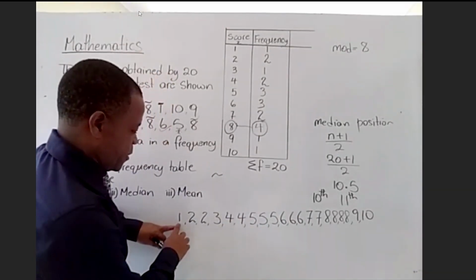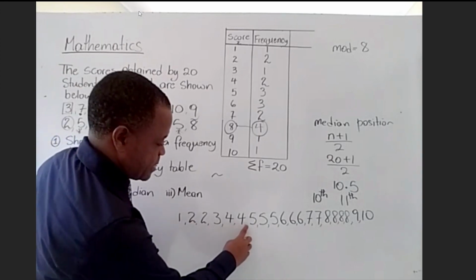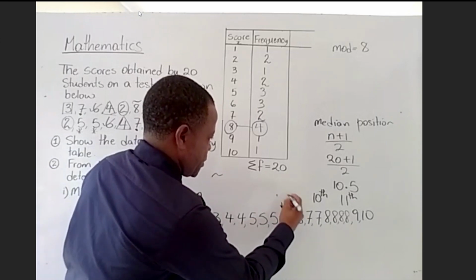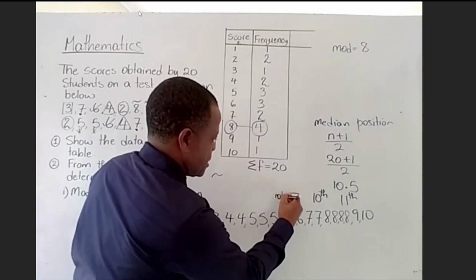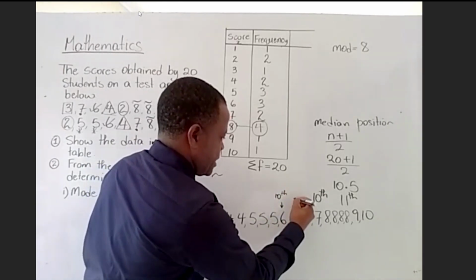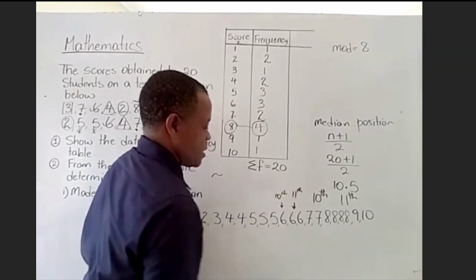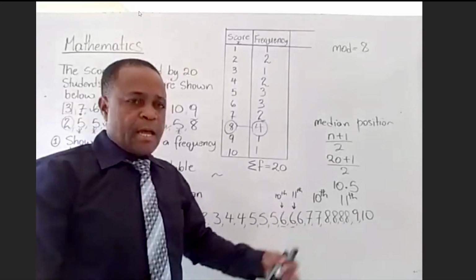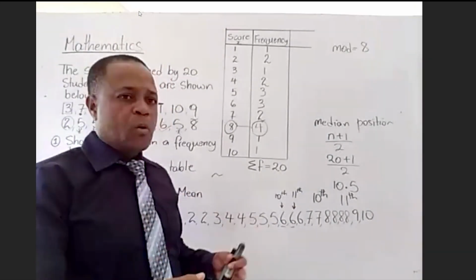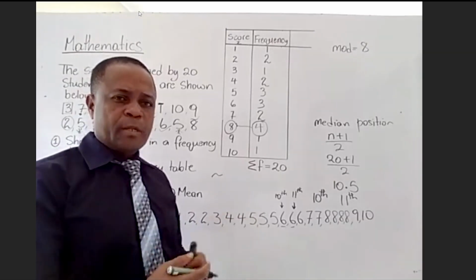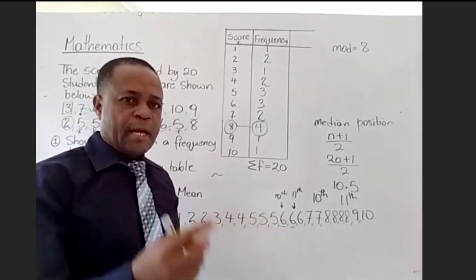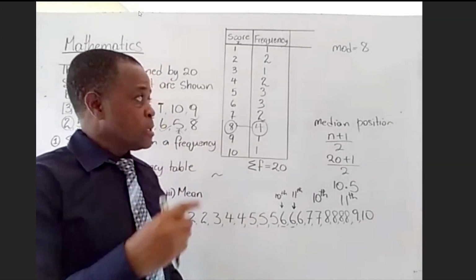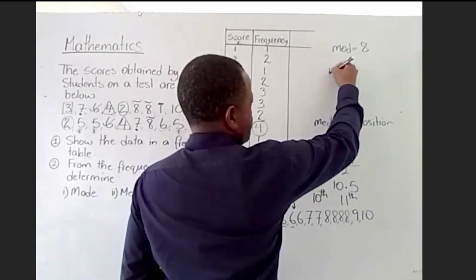So let's go. This is the first position, second, third, fourth, fifth, sixth, seventh, eighth, ninth, 10th. So this one is in your 10th position. This one now would be in 11th position. Since we now know the two values in the 10th and 11th position, we can find the median. What do we do in this case? When we have two values appearing in the middle, we take the average of those two.